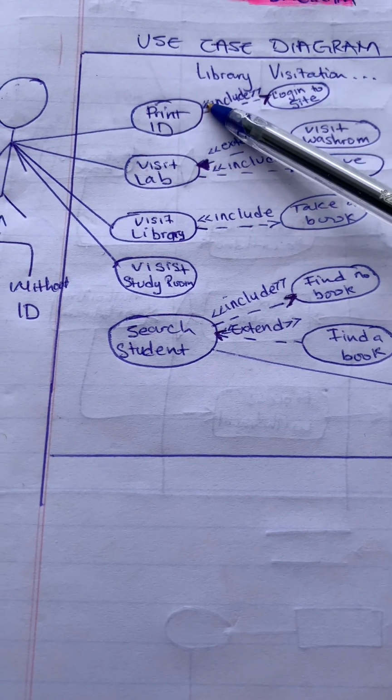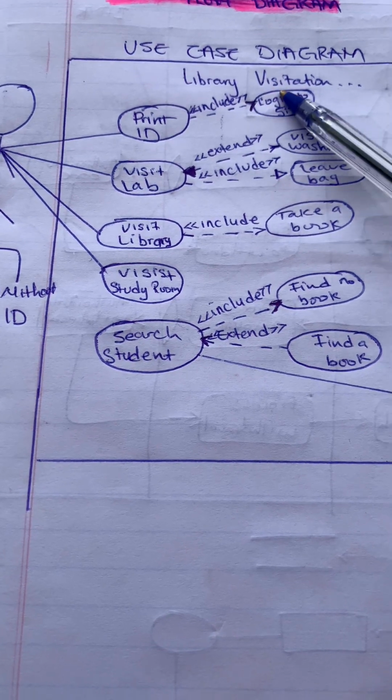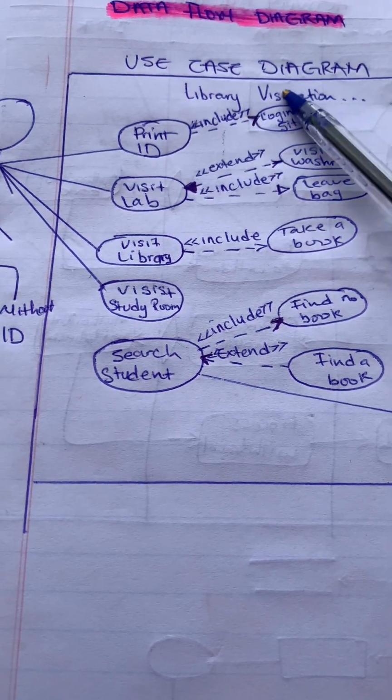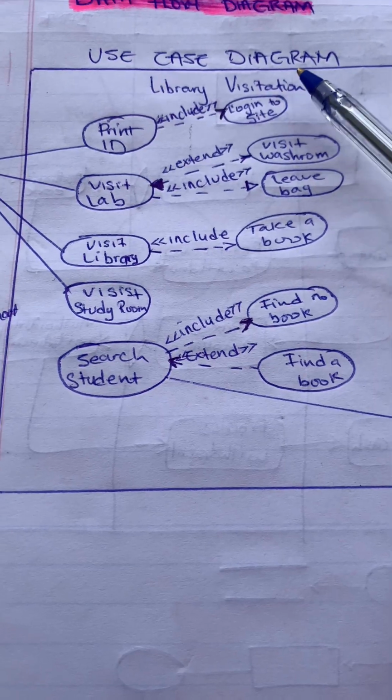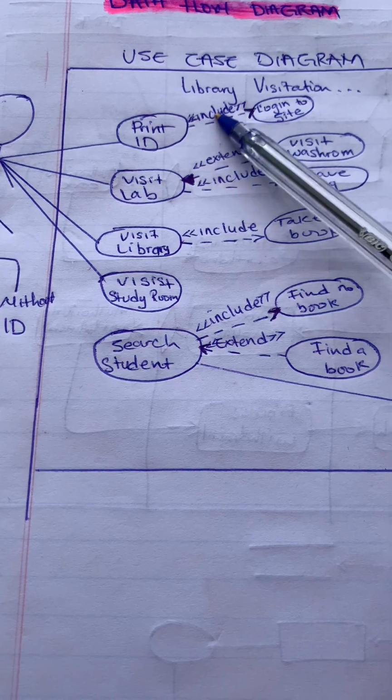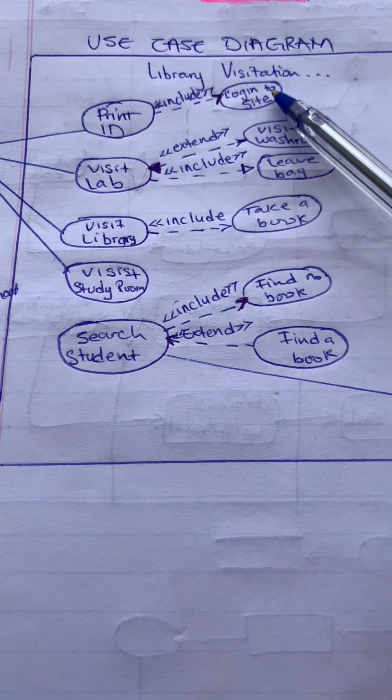This is the base use case, and this is the extension. There has been an extension, right? So this extension is included. It's a must thing. It has to come.